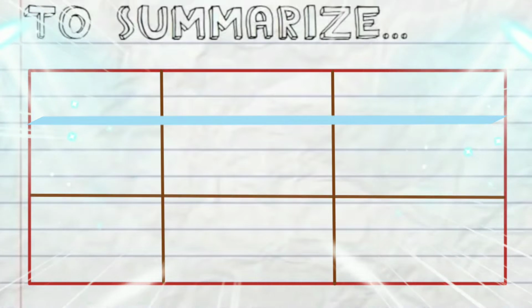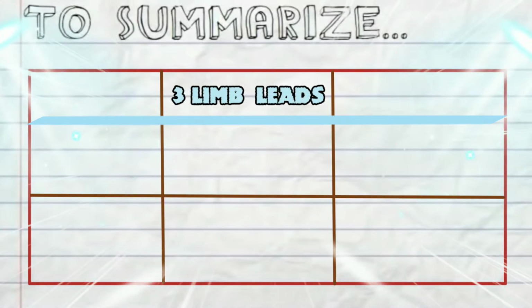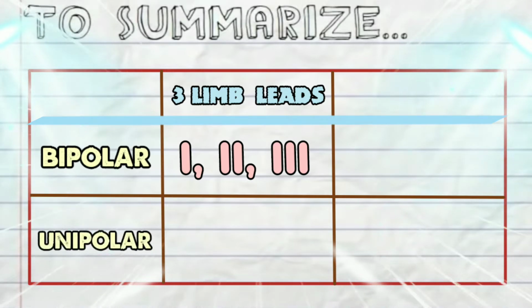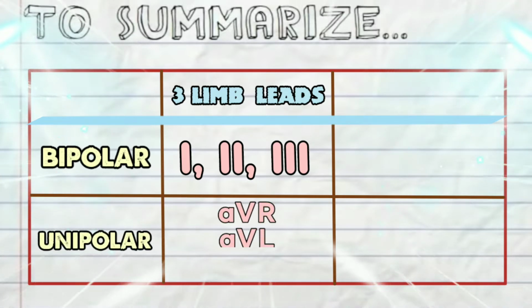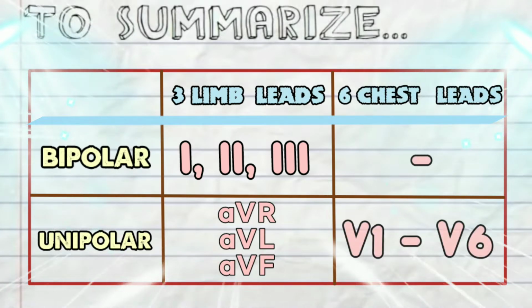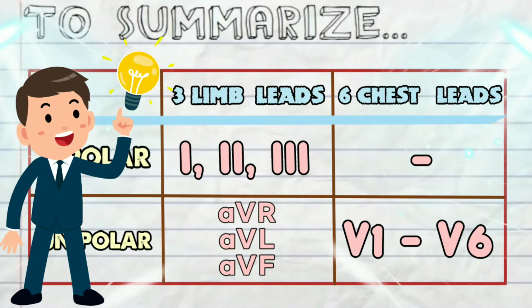If we look again, we get to know that 3 limb leads gave us 3 bipolar leads called 1, 2 and 3, and 3 unipolar leads, namely AVR, AVL and AVF. We already had 6 unipolar chest leads. So see, in this manner you get 12 readings with just 9 working electrodes.